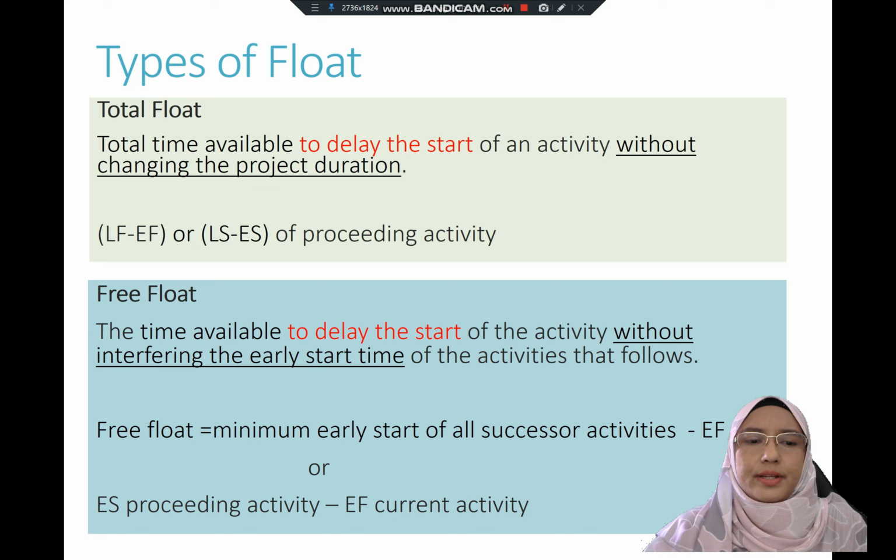Free float is the time available to delay the start of an activity without interfering with the early start time of the activities that follow. For example, you have activities B and C. Activity B can delay its start by maybe 1 or 2 weeks, but it will not affect the start of activity C.